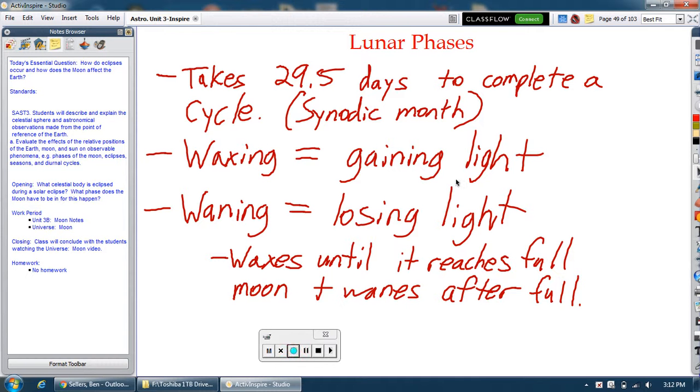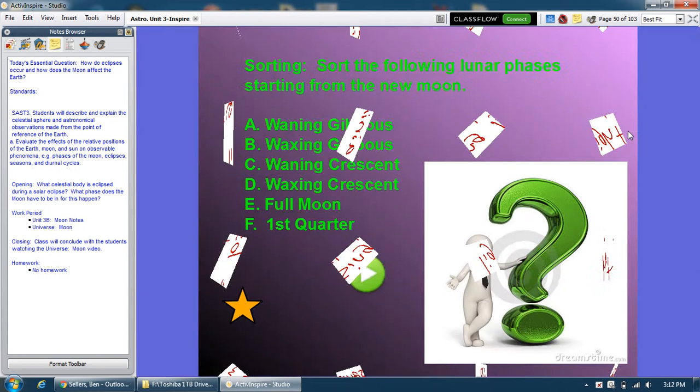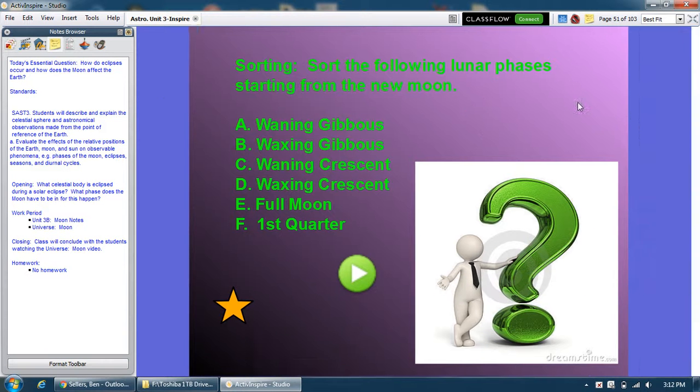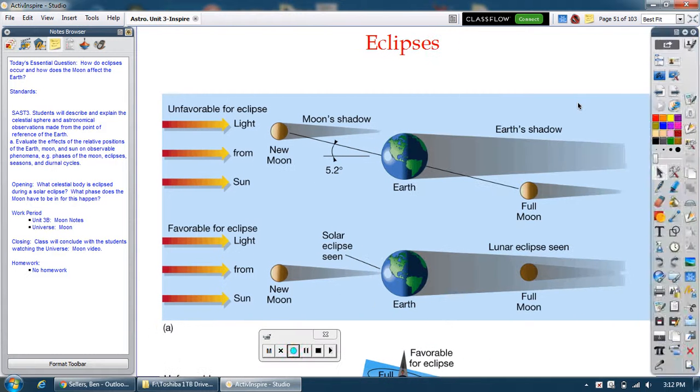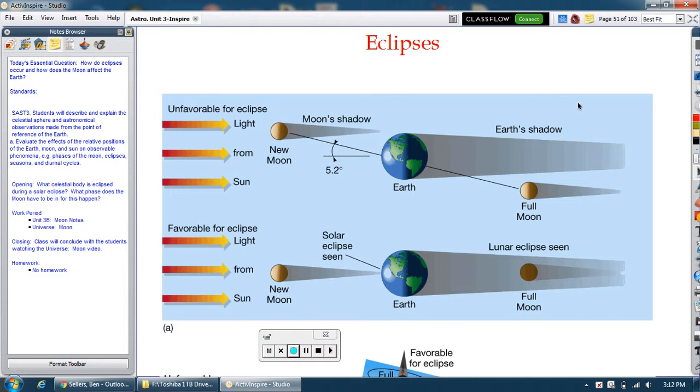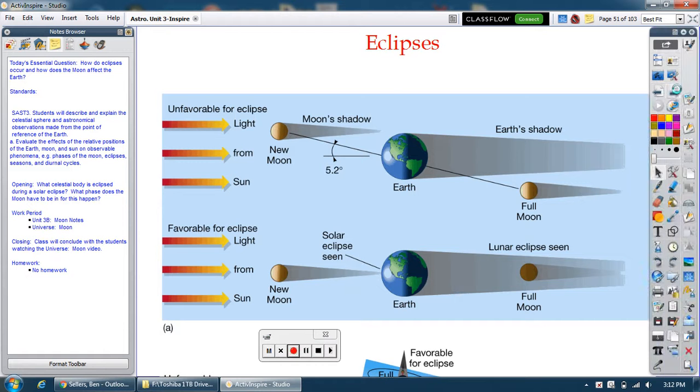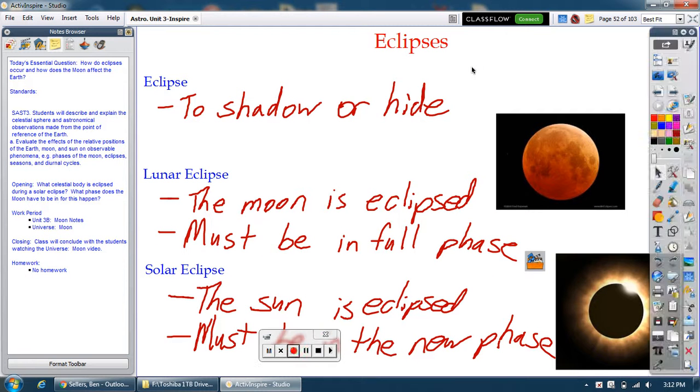I just mentioned all of this. The waxing is the gaining of light. Waning is to lose it. Feel free to stop the video if you feel the need. Phases impact eclipses a great deal. So we're going to talk about how these eclipses occur and how moon phases play a part in that.